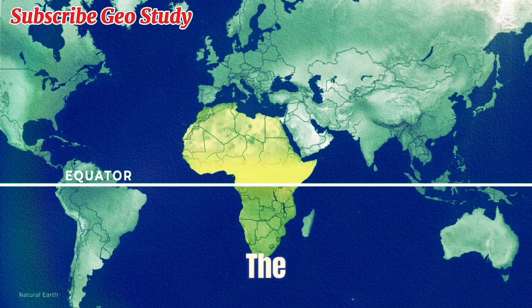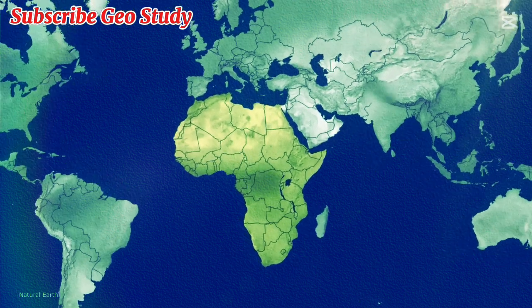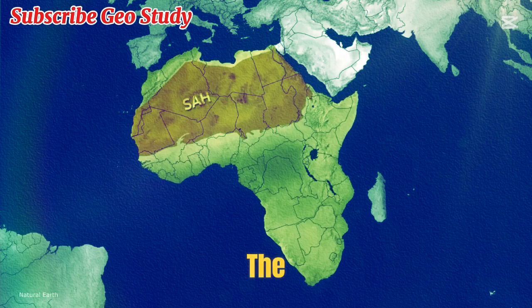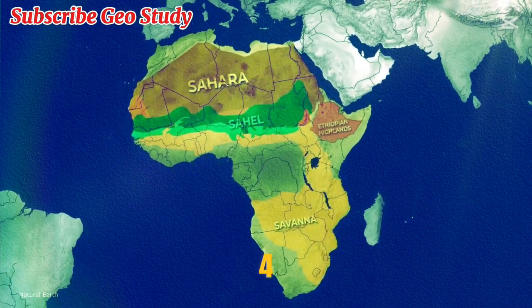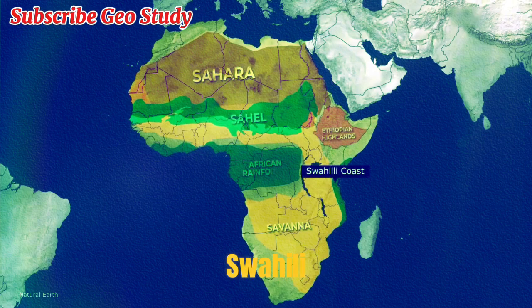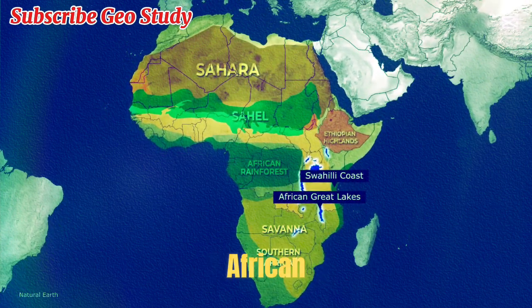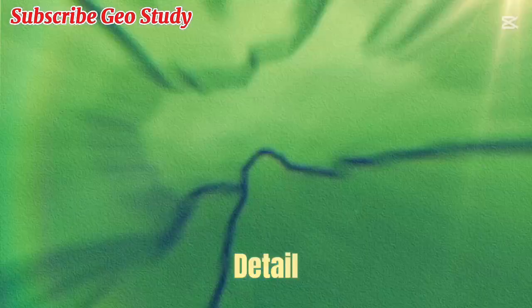In addition, the continent also has 8 major physical regions. 1. The Sahara. 2. The Sahel. 3. The Ethiopian highlands. 4. The Savannah. 5. The Swahili coast. 6. The African rainforest. 7. The African Great Lakes. 8. Southern Africa. Let's understand these classifications in a little more detail.